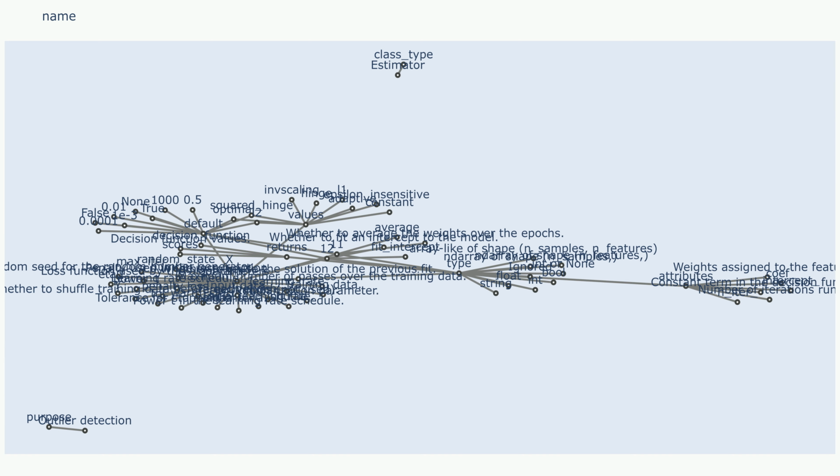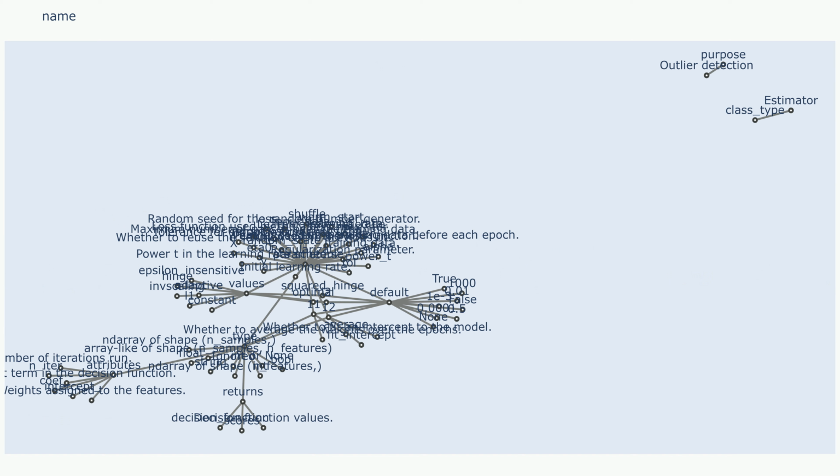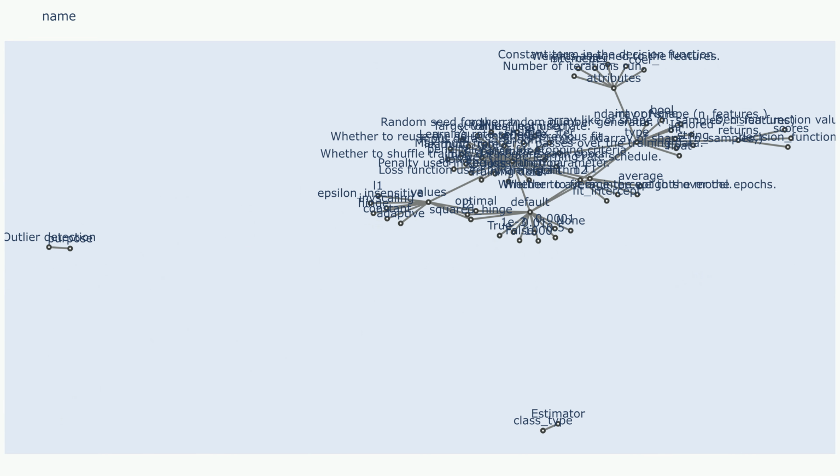5. Use cases and advantages. Anomaly detection: outlier detection is essential in various applications, such as fraud detection, network intrusion detection, and medical diagnosis. Robustness: SGDOneClassSVM is robust to noisy data and can handle datasets with complex distributions. Efficiency: SGD optimization makes it suitable for large datasets, enabling efficient training. Versatility: the algorithm can be used with different data types, including numerical and categorical features.